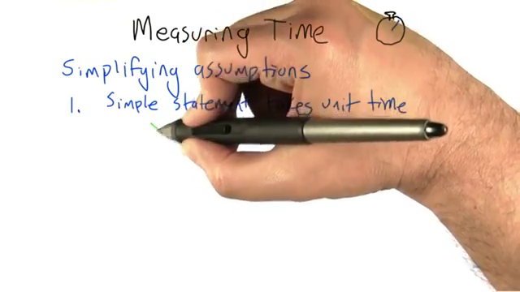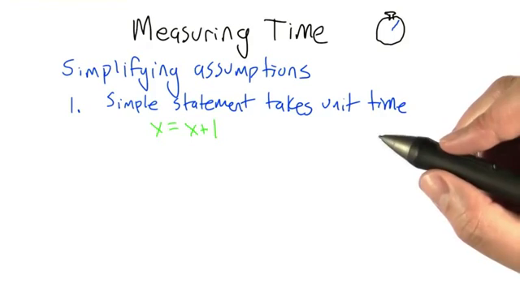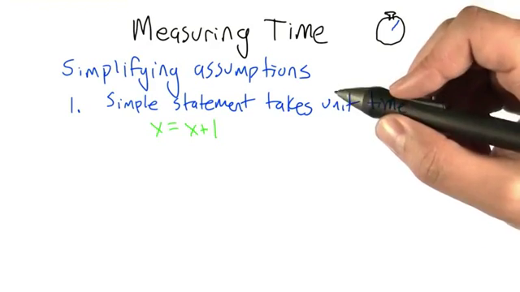So we count a simple statement, something like x equals x plus 1, as something that takes 1 unit of time. And we're going to count up the number of units of time an algorithm takes to run.